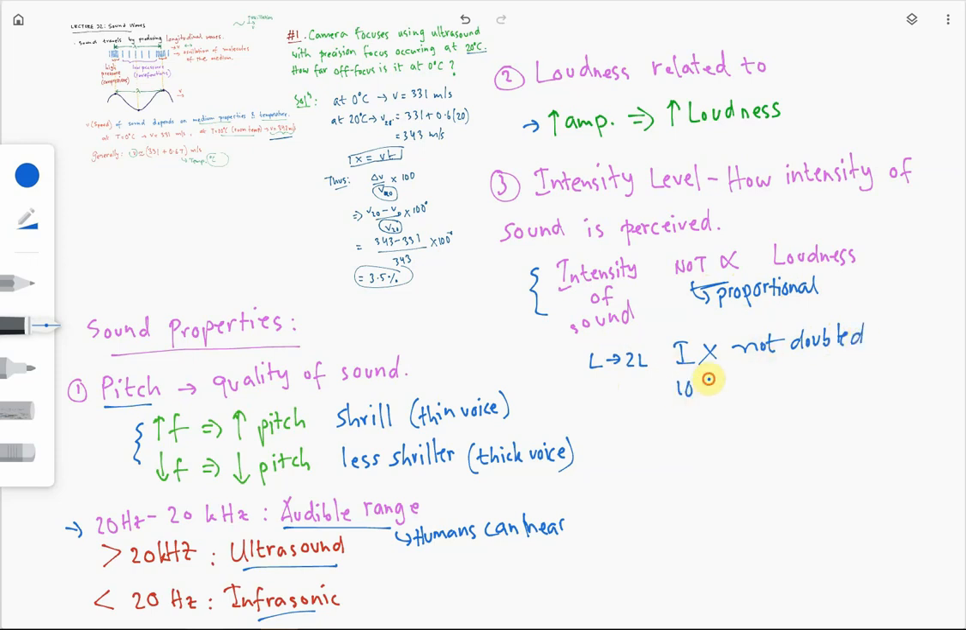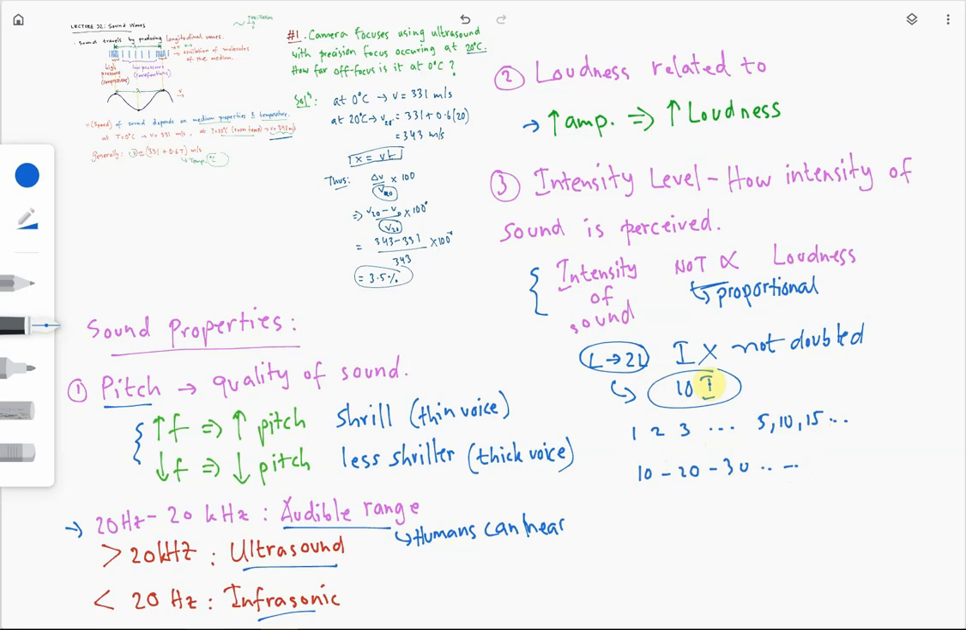Rather, it is increased by 10. It is 10 times more. So doubling the loudness causes a 10-time increase in intensity. This factor of 10 makes us realize that intensity would be much easier to think of in the case of sounds if we thought about logarithmic scales, which are scales of increments of 10. So usually we have scales of 1, 2, 3, and so on, or 5, 10, 15, and so on. Logarithmic scales are basically increments of 10, 10, 20, 30, and so on.